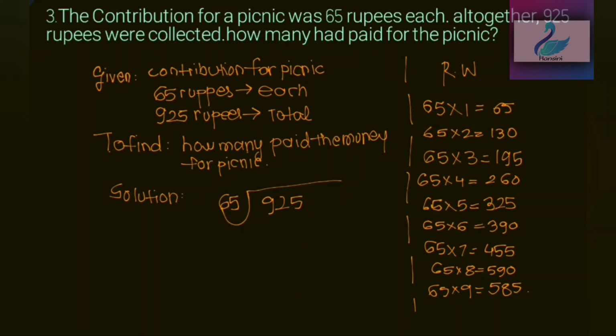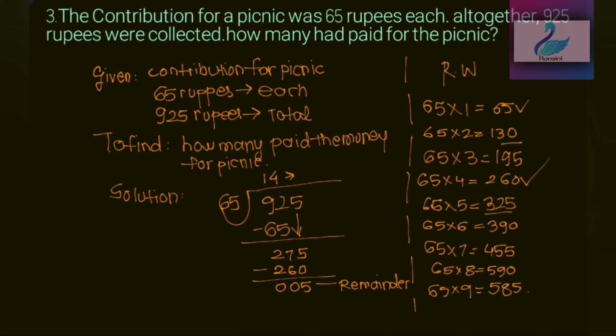You can't see the value, so we will take only 92. Now you can see 65 into 2 is 130, which is greater than 92. So we will take 65 ones are 65. In the quotient I will write 1, subtracted by 65 I get 27. I will carry down the 5 and I get 275. Now you can see 260 is smaller than 275. Therefore in the quotient I will write 4 and I will subtract 260. So the remainder I get is 5.